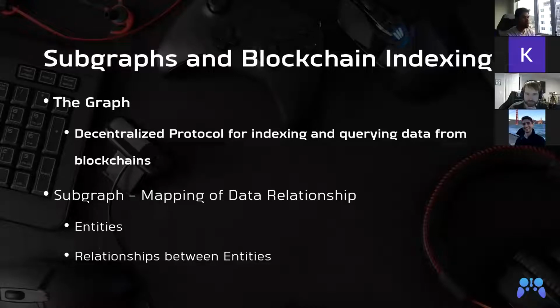In a subgraph, you will essentially define the types of entities that your data is indexed as, as well as relationships between those entities. These relationships will define how you will query the information and how you want to make that available. So essentially, you will define how the information is indexed and how it's created, and then you will define how you will query that information, what types of queries are available based off of the schema that you created.